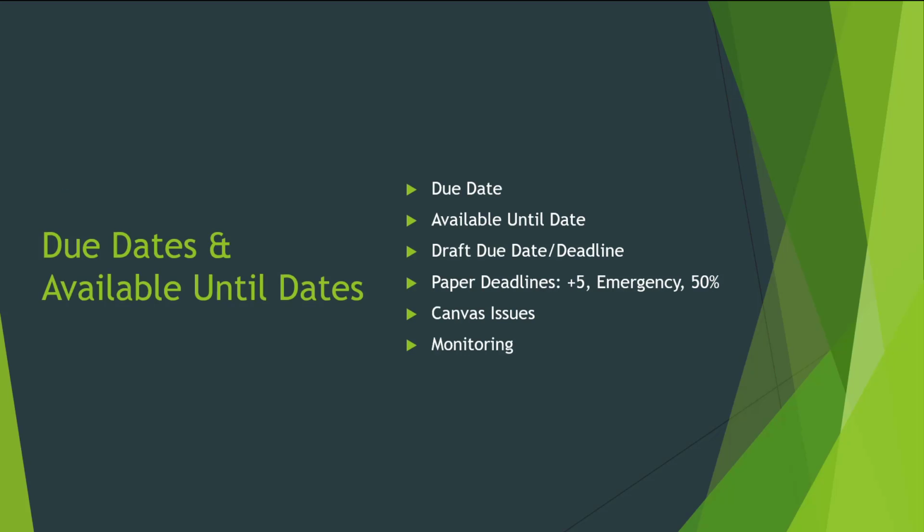Final important thing are the due dates and available until dates. Now, a due date on Canvas is when the work is due. There's also the available until date, and you may be thinking, well, what's the difference? Well, here's the difference. Available until is self-explanatory. That is the date at which whatever the work is no longer available. The due date is when it's due, and these two might be the same, but they might be different.